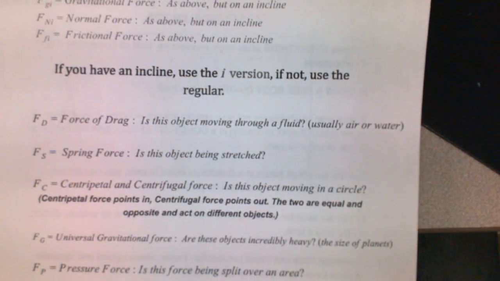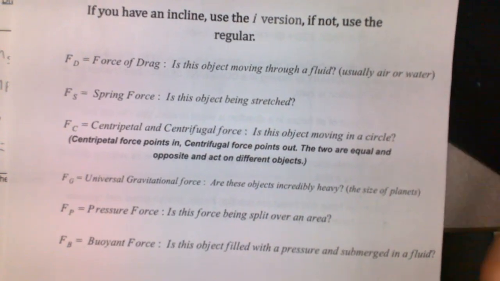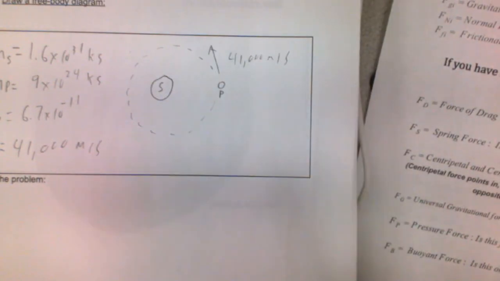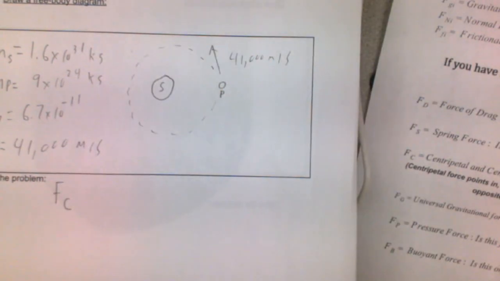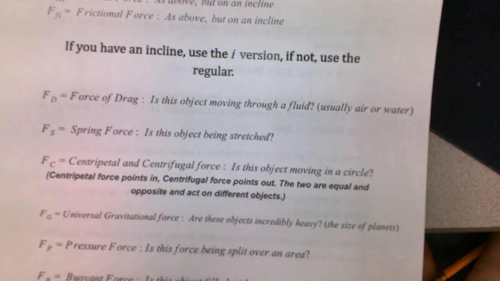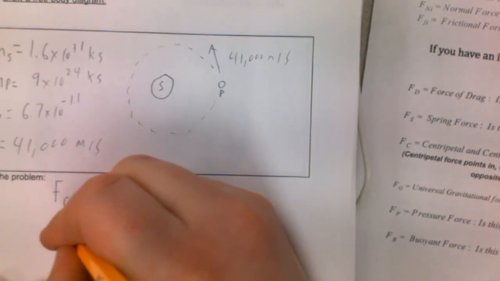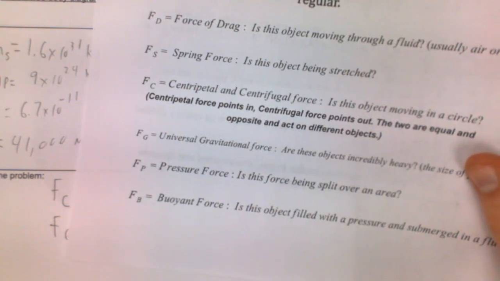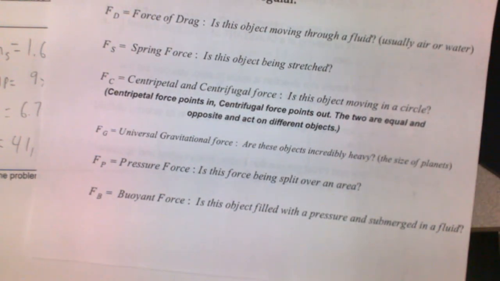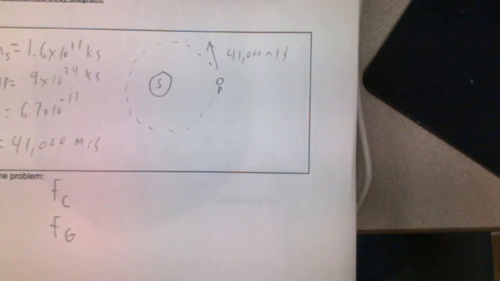Force of drag, are we moving through a fluid? There's no air in space, so no. Spring force, nothing is being stretched, so no. FC, centripetal and centrifugal force, is this object moving in a circle? We've got a circular orbit, so yes. We'll have FC. Next, FG, universal gravitational force. Are these objects incredibly heavy, like the size of planets? Absolutely yes. So we've got capital FG. Then we've got pressure force, buoyant force. Pressure being split over an area, no. Buoyant force, object submersed in a fluid, no. Okay, so we've got centripetal force and gravitational force.